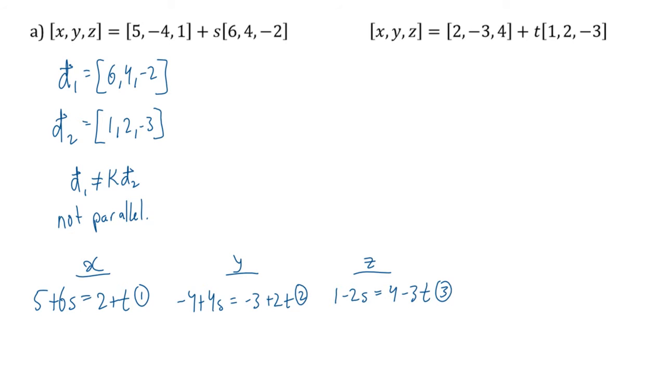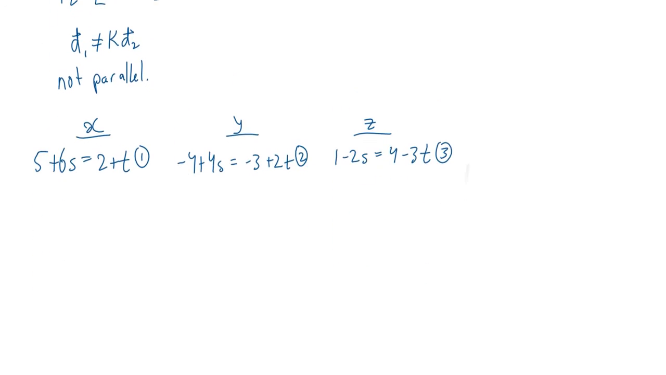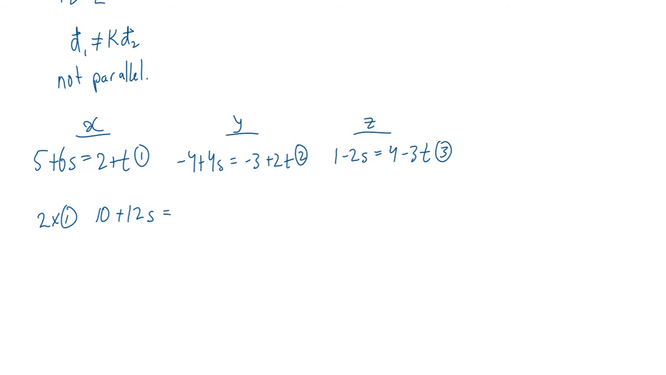Okay? So I think I am going to take equations 1 and 2 because this is 2t and this is 2. So I'm going to go 2 times equation 1, which gives me 10 plus 12s equals 4 plus 2t. And I guess I'll go negative 1. I should have multiplied that by a negative as well, but I'll go negative 1 times 2. So that's 4 minus 4s equals 3 minus 2t. That's easy enough.